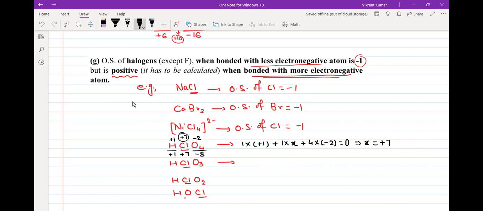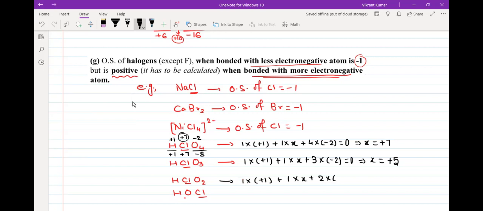हाँ जी, +5. If you go by the method, 1 into +1 plus 1 into x plus 3 into -2 is equal to 0. And that's why we'll be saying x is +5. वैसे यहाँ पे करोगे 1 into +1, +3. 1 into x. Now you have got the pattern also. It is 0. So we'll say x is equal to +3.